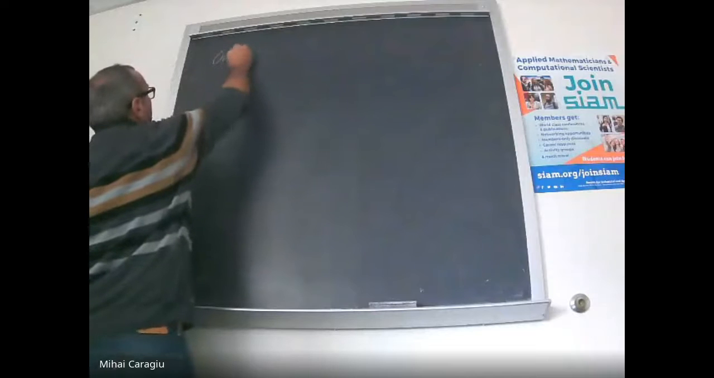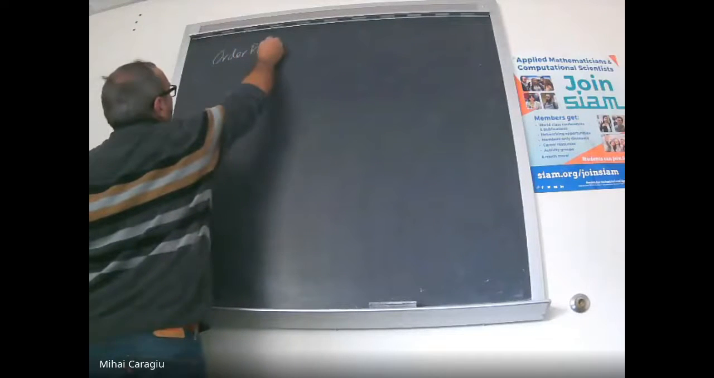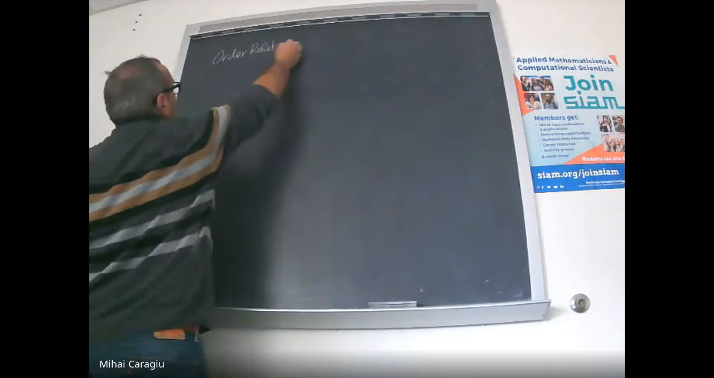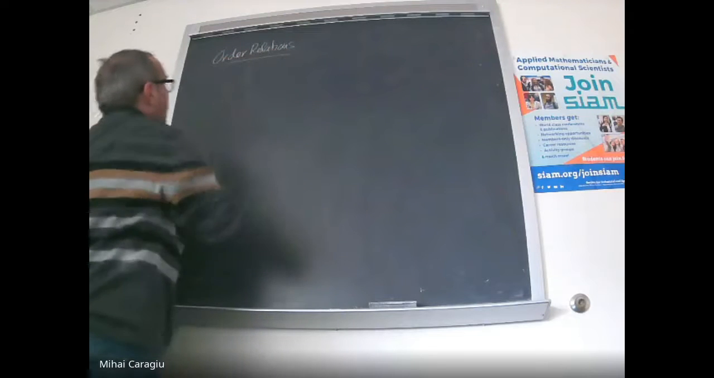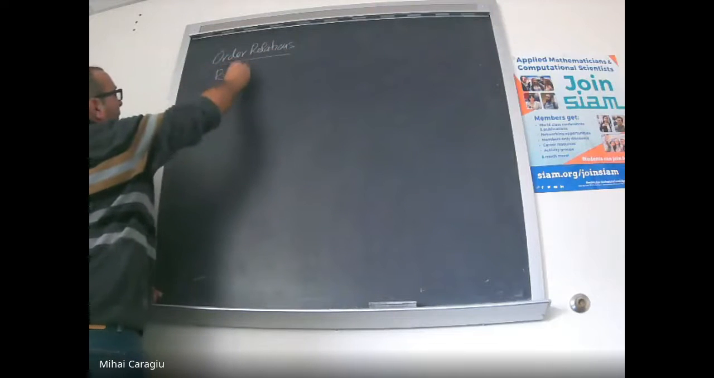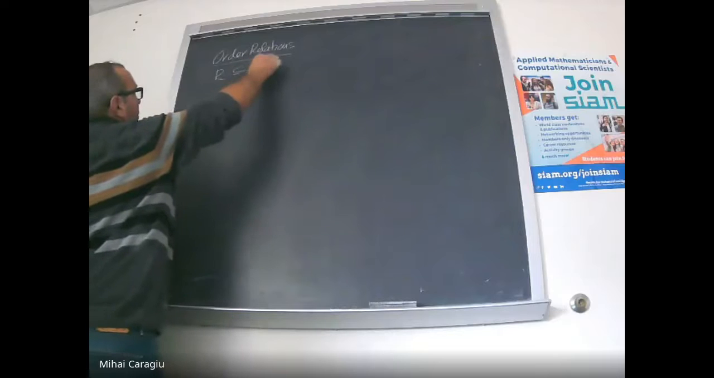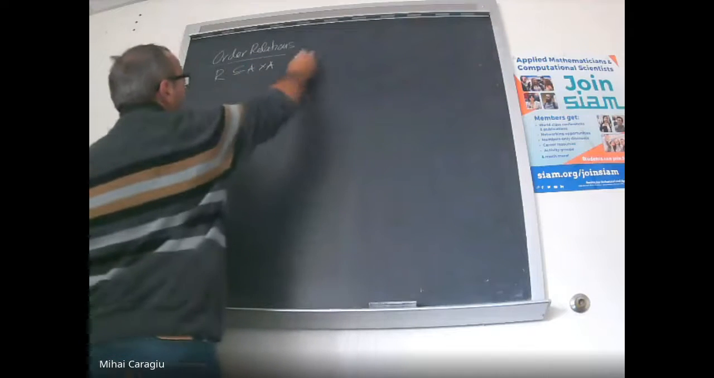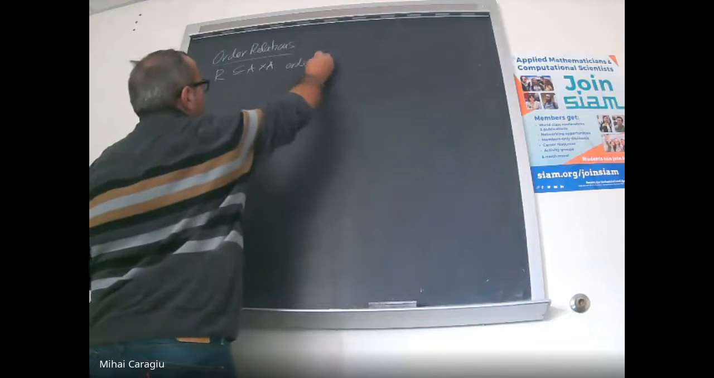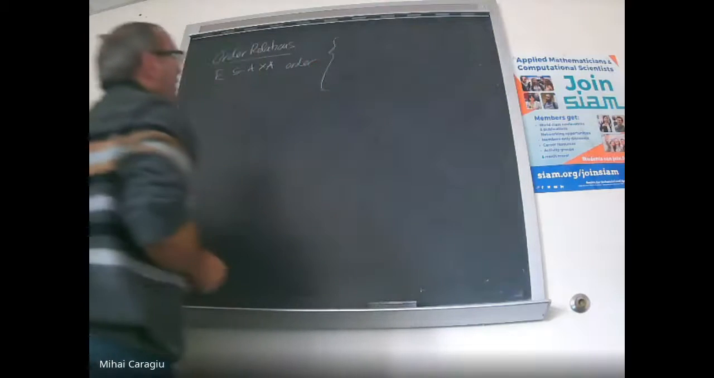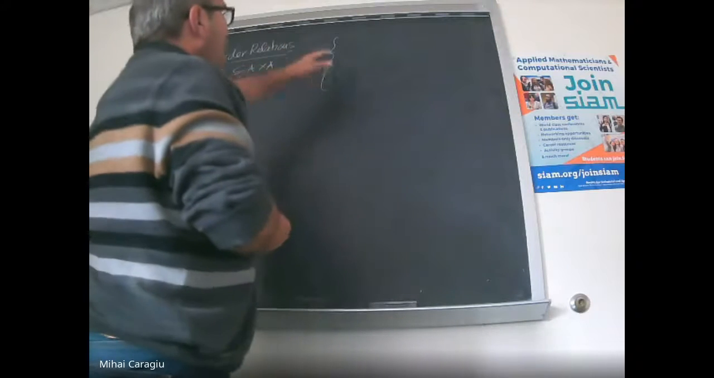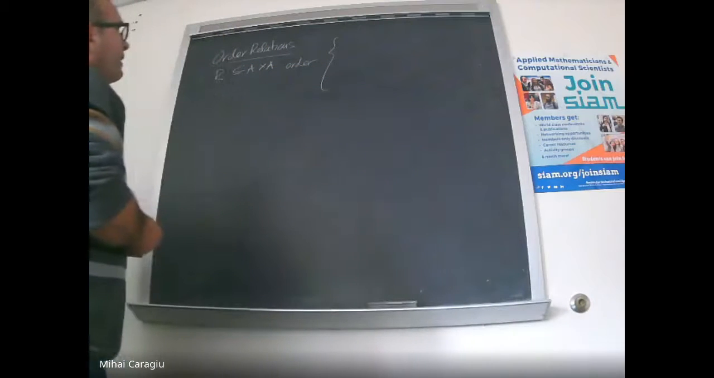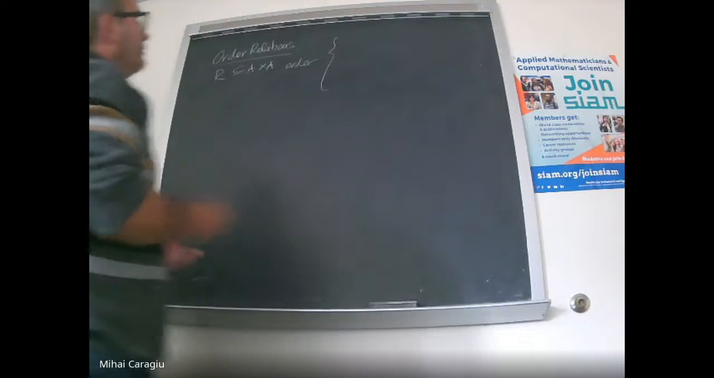Finally, let's discuss now order relations. So let's see. The binary relation R, a subset of A cross A, is called an order relation if it's reflexive, antisymmetric, and transitive. So everything we write here is considered to be universally quantified.